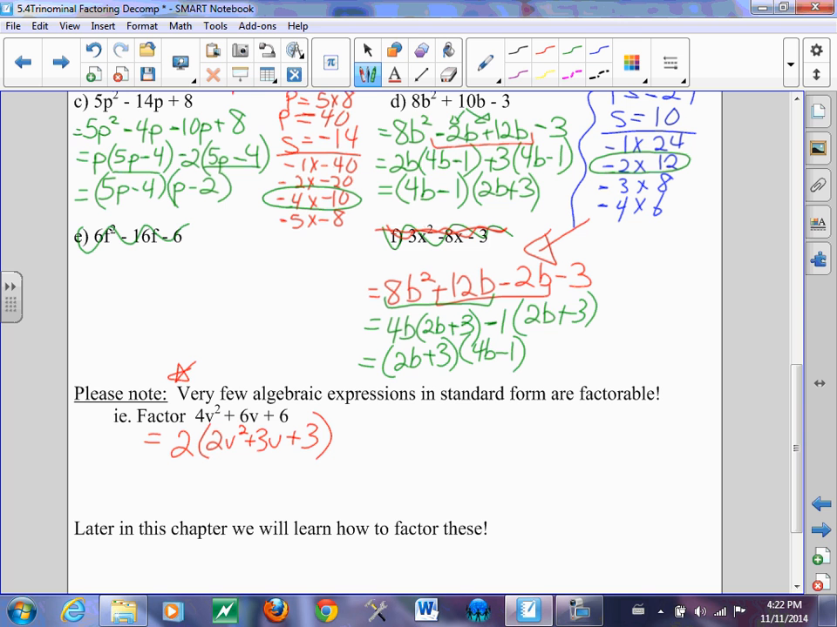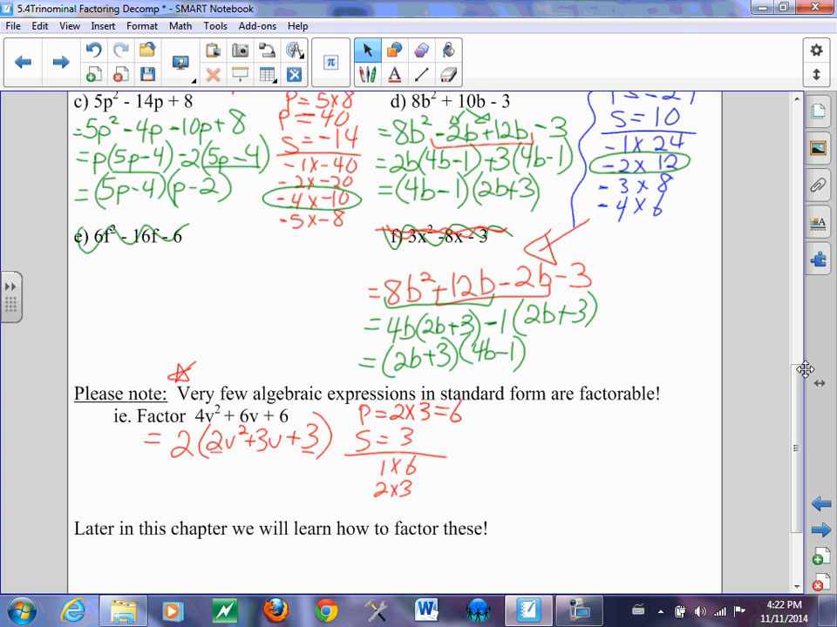Looks like we've got decomposition in the bracket, so product equals a times c, which is 2 times 3, which is 6. And our sum equals 3. Well, our only possibility to get a product of 6 is 1 times 6 and 2 times 3. Does any of those have a sum of 3? No, so then you would say no further factoring.